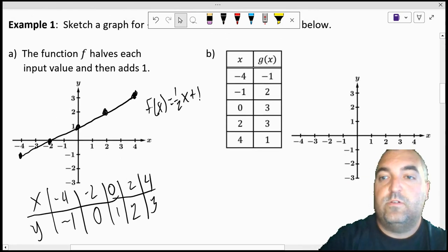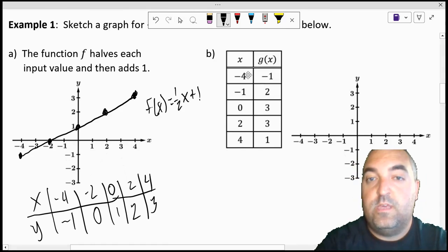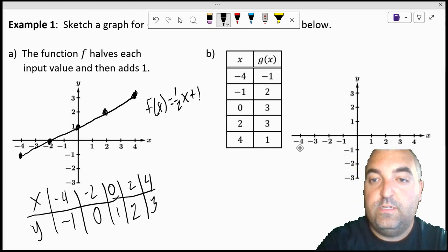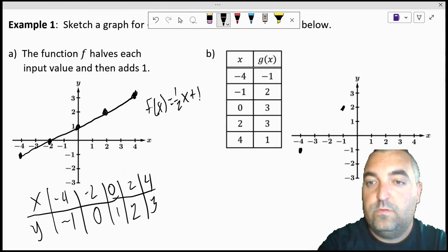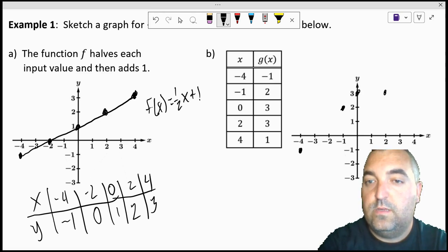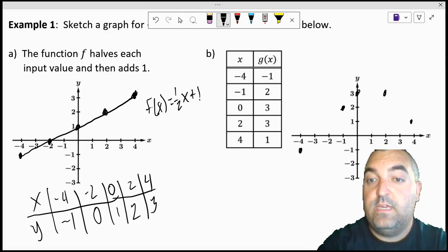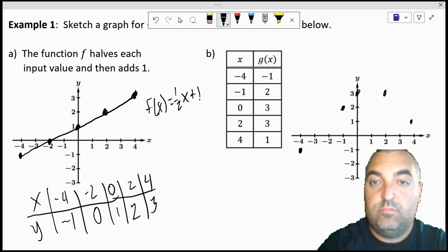All right, so now real quick, we're going to look at the next one, the table of values. Here we're just told (-4, -1) is a coordinate point. (-1, 2), (0, 3), (2, 3), and then (4, 1). Okay, and right here, yes, every input has exactly one output. So it is a function. We kind of knew that going in.